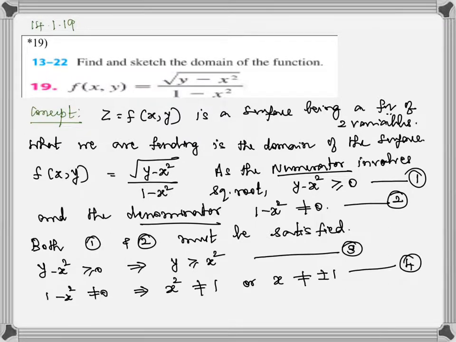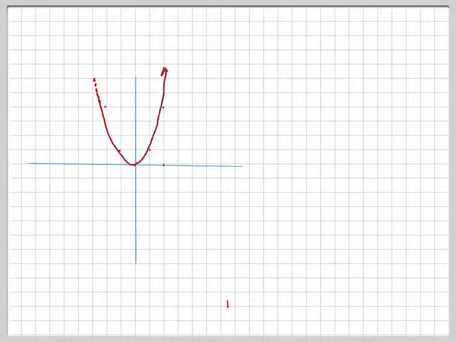So we have to graph steps 3 and 4. We'll show that in the next slide. So x and y axes are drawn here. And then we'll rough sketch the parabola y equal to x square. And then we'll rough sketch the lines x equal to 1 and x equal to negative 1.